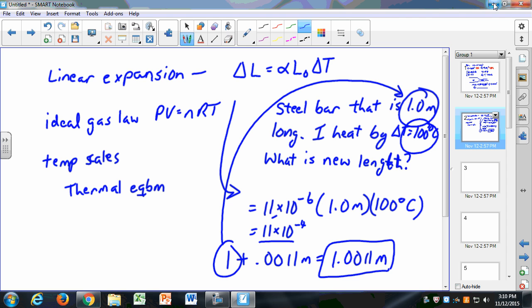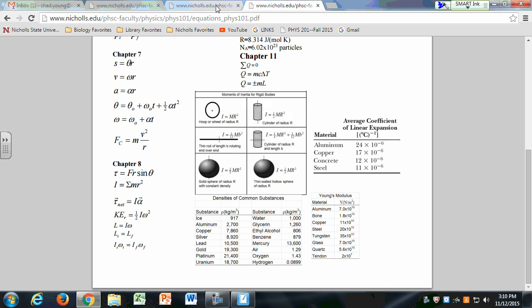Make sure you read the question. Sometimes it'll say, how much does it expand? And sometimes it'll say, what is the new length? I don't remember what I did on the test. Let's look at an old test and see.